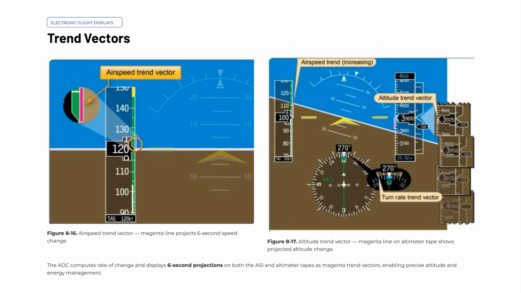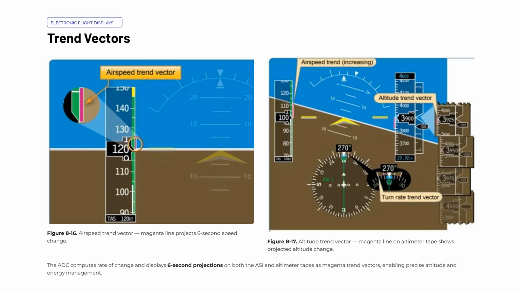Trend vectors are a powerful feature of modern electronic flight displays that give you a look-ahead capability for managing your aircraft's energy state. The air data computer continuously calculates the rate of change for both airspeed and altitude, then projects that information forward 6 seconds and displays it directly on the airspeed indicator and altimeter tapes as magenta lines. What this means practically is that the magenta trend vector tells you not just where your airspeed or altitude is right now, but where it will be in 6 seconds if the current rate of change continues.